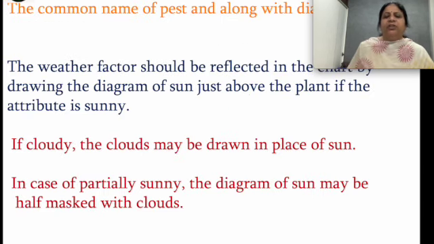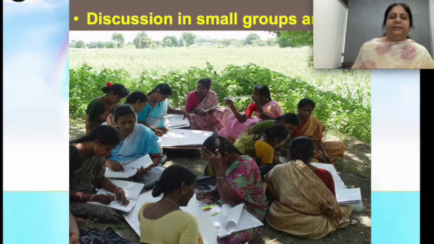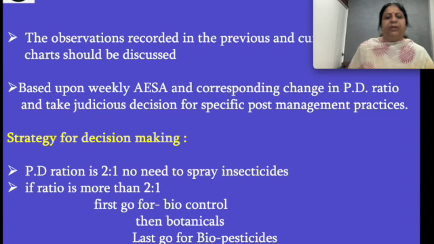The weather factor should be reflected in the chart by drawing the diagram of sun just above the plant. If the attribute is sunny or cloudy or partially cloudy, all the things are to be represented. If it is cloudy, clouds may be drawn. In case partially sunny, half sun may be drawn, like that. You see how the small groups are drawing the charts. Important thing is all must participate in the drawing.